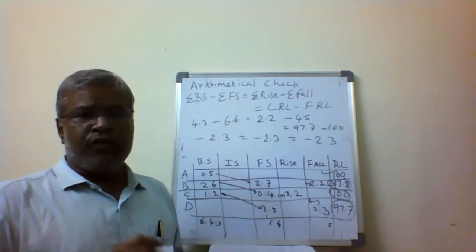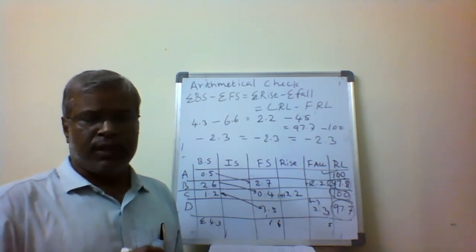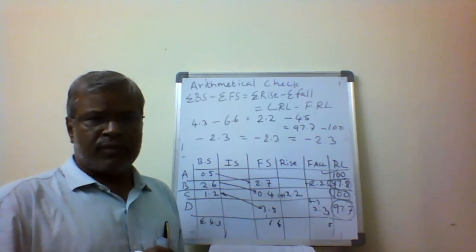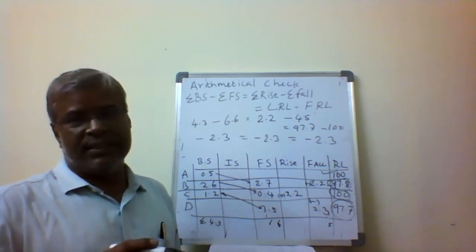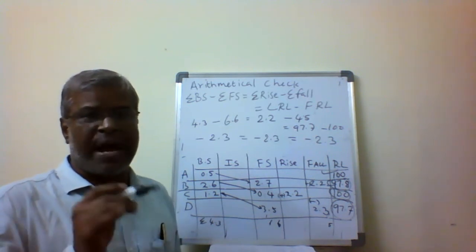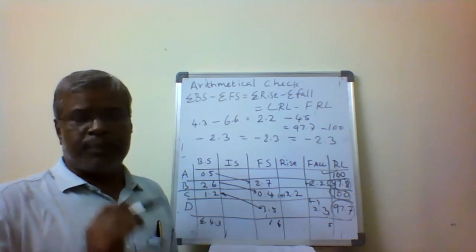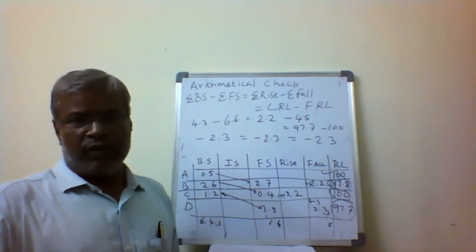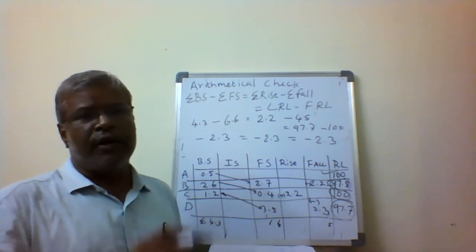From that, if the difference is negative, that comes as a fall. If the difference of the consecutive readings is positive, then it is called a rise. If there is a rise, we add it to the reduced level. If there is a fall, we subtract it from the reduced level. In that way, we calculate the elevations, or reduced levels, of all the points.